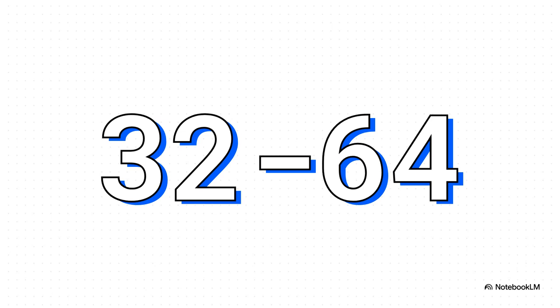So, is there a magic number? Well, not exactly, but the source material we're looking at suggests there's a definite sweet spot for a lot of common problems, and it's right around here, between 32 and 64 filters. That seems to be the best bang for your buck, balancing power and efficiency.